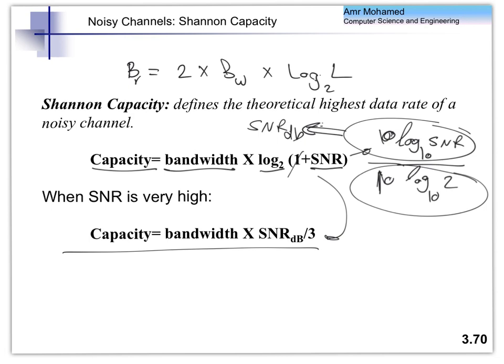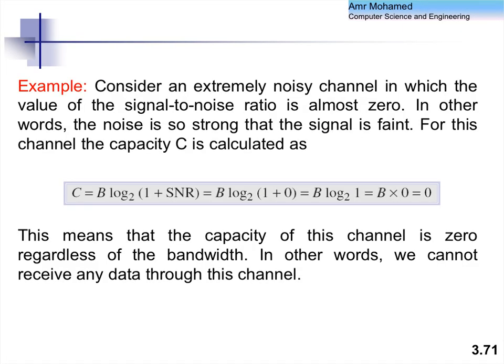Okay, so the question is, what is SNR that's considered high? It's basically when the SNR is above 30 dB. 30 dB, which as a ratio is above like 3,000 or 3,500 or something like that. So above 30, you can use that equation right away.